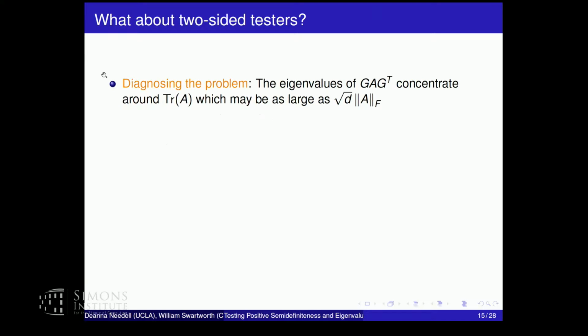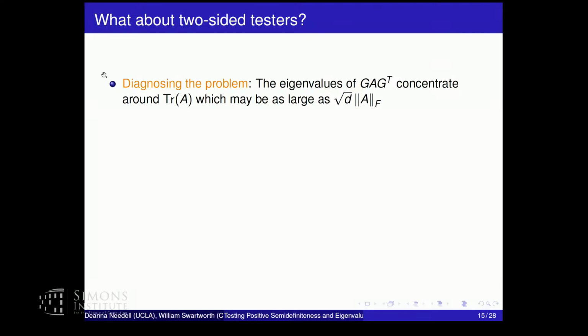So let's try to diagnose the problem. What's happening here? Well, what is the natural algorithm? We can take the algorithm of Andoni and Hui, which computes GAG transpose, and look at its eigenvalues. It seems like a natural thing to do. The problem is that the eigenvalues of GAG transpose are going to concentrate around the trace of the matrix A, which can be very large. It can be as large as square root d times the Frobenius norm.